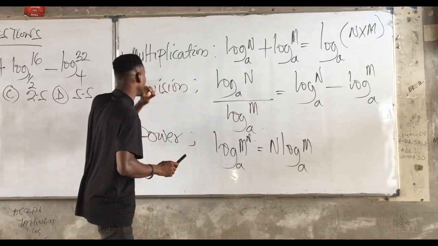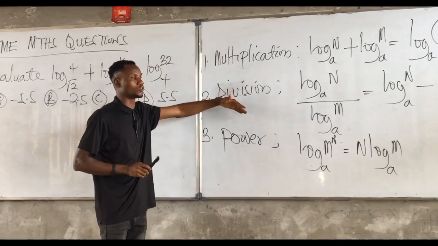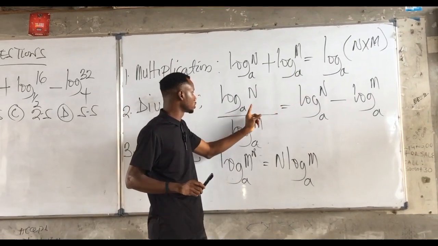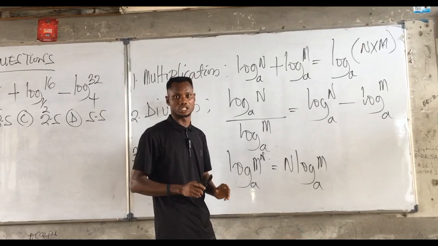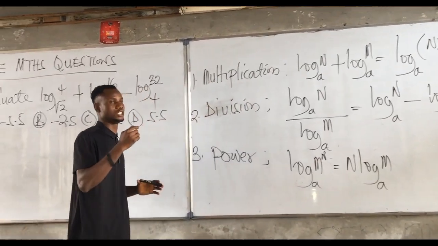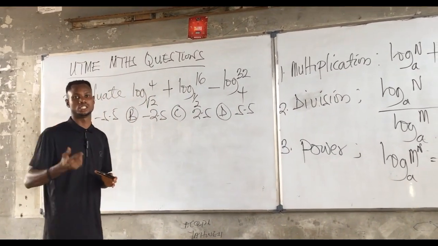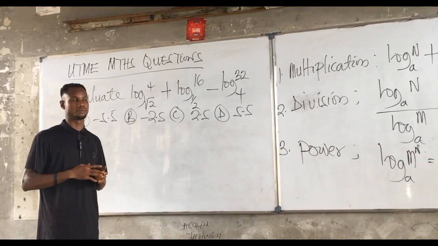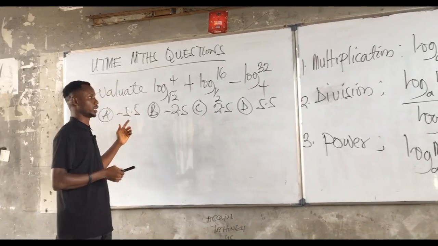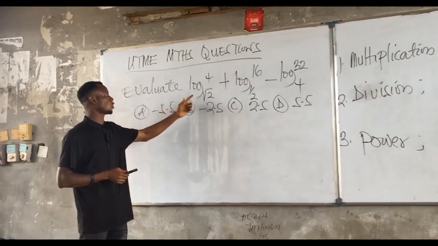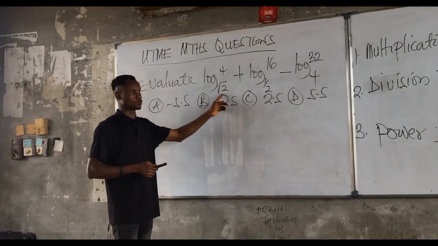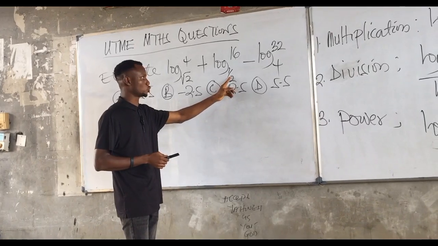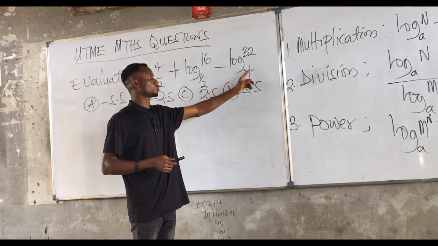But at this point, we only use these laws of logarithm when the bases are the same. Please take note. This is only applied when the bases are the same. But if the bases are not the same here, we have to change the base before we solve. Please take note. So let's go back to the question here. They said, evaluate log of 4 base square root of 2 plus log of 16 base half, that is 1/2, minus log of 32 base 4.